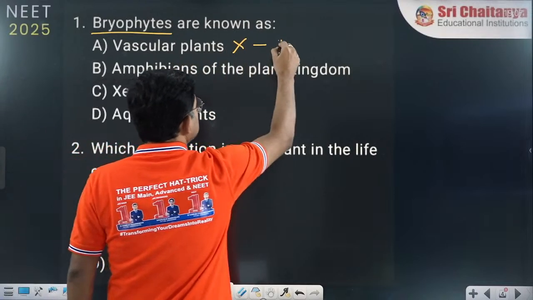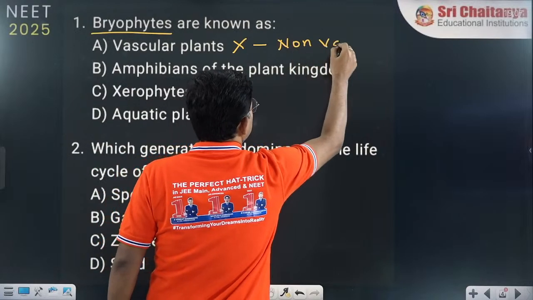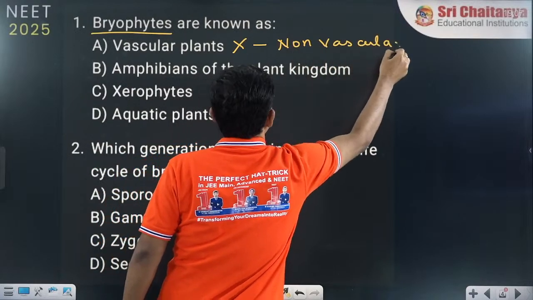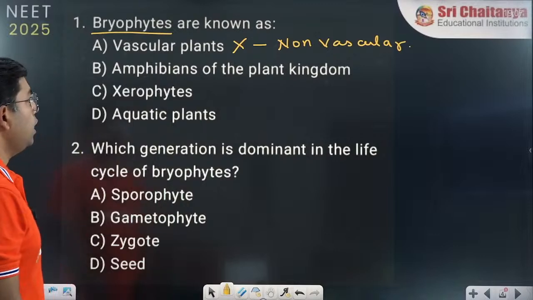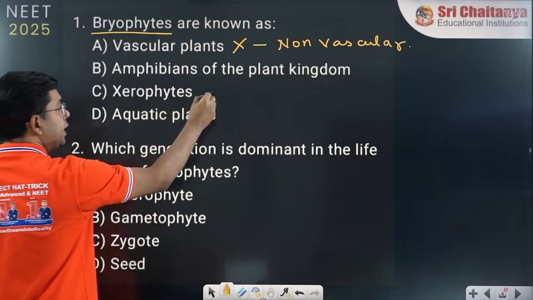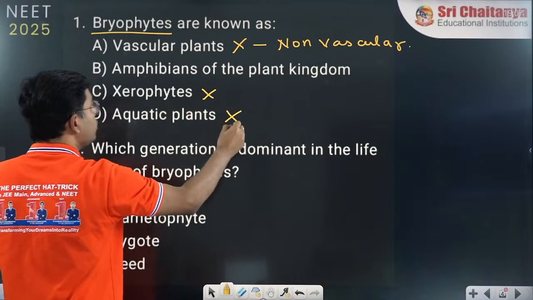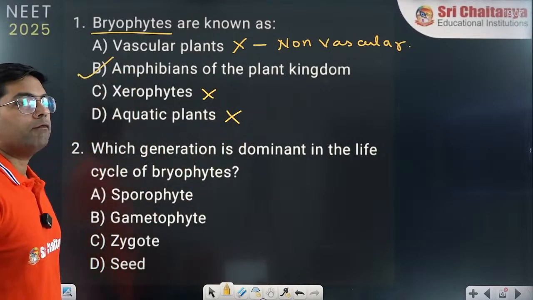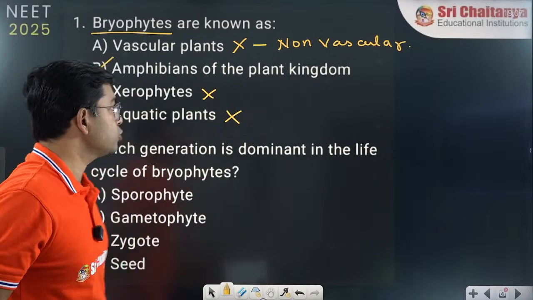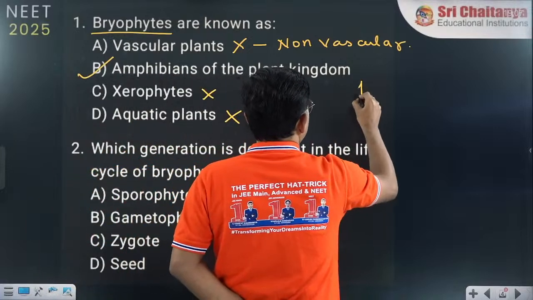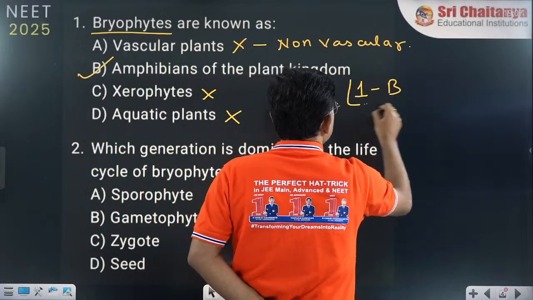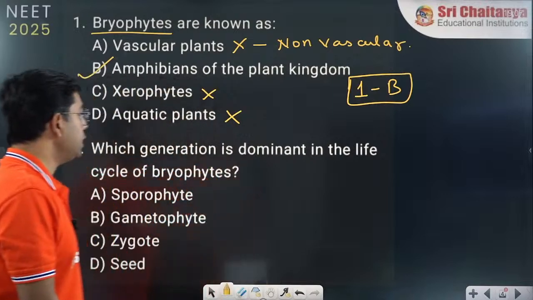No, bryophytes are non-vascular. Are bryophytes xerophytes? No. Are they aquatic? No. They are called the amphibians of the plant kingdom. So the first correct answer is B. Bryophytes are called the amphibians of the plant kingdom.